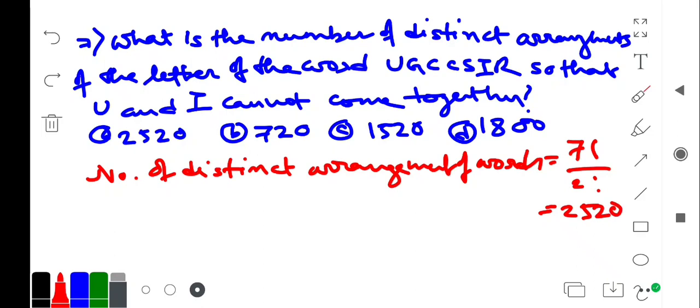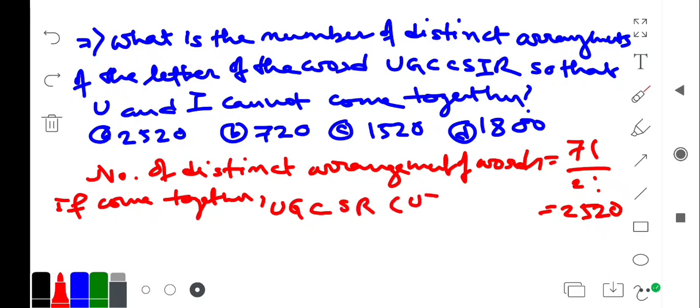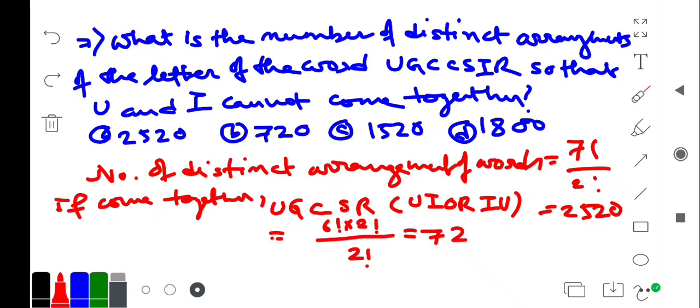Okay, এবার সাপোজ ইউ আই cannot come together. So there must be, if come together, আমাকে ধরতে হবে come together যদি হয়, come together হলে তাহলে ইউ হবে, জি হবে, সি হবে, এস হবে, আর হবে, অ্যান্ড ইউআই অর আই ইউ, রাইট? তাহলে সেক্ষেত্রে টোটাল আউটকাম, দ্যাট ইজ সাকসেসফুল আউটকাম, কী হবে, 6 factorial into 2 factorial by 2 factorial, that is must be 720.